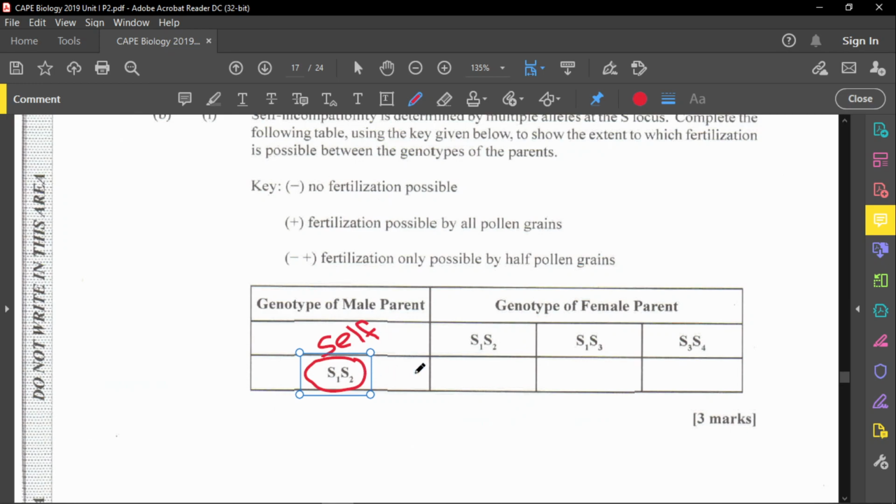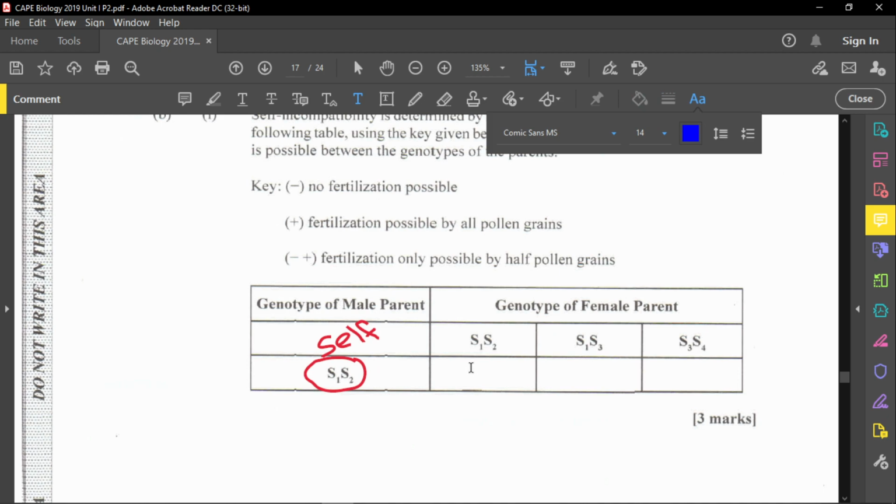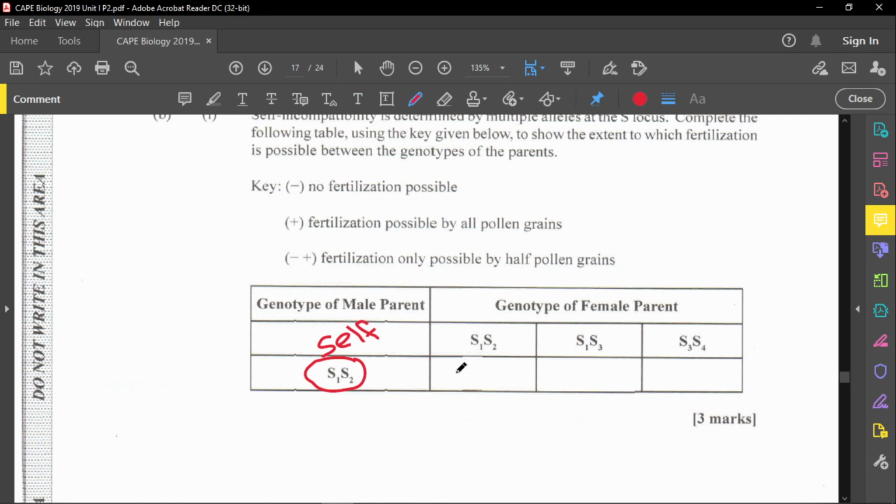Because it is self-incompatibility. So let's look at this right here now. S1 and S2, same thing as the self, for the male and the female. The male and the female are exactly the same, which means it is not compatible. So therefore we could put our negative sign right here, because in this case we are saying that this one is not compatible. So let's put a negative sign right there. Let me write that in so it'll be bigger. So you see this negative.